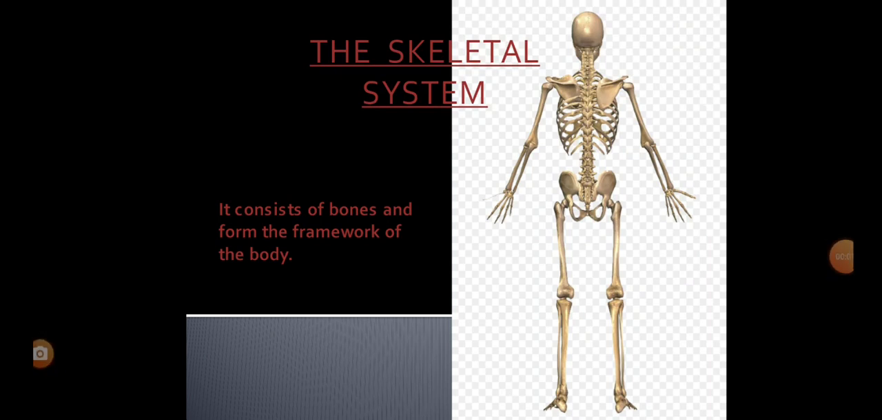So our today's video is about the skeletal system. As you can see, this is the structure of a human skeleton. In our body we have a total of 206 bones. All these bones combine and form our skeletal system. The skeletal system forms the frame of our body.